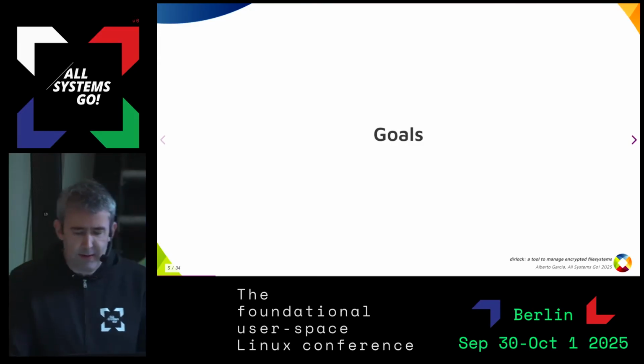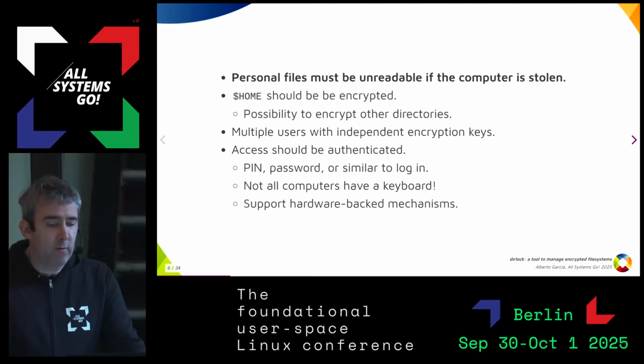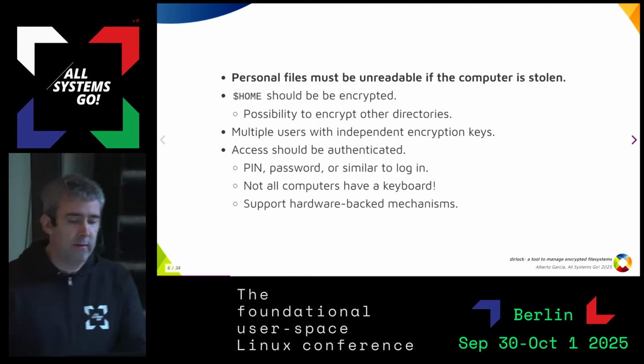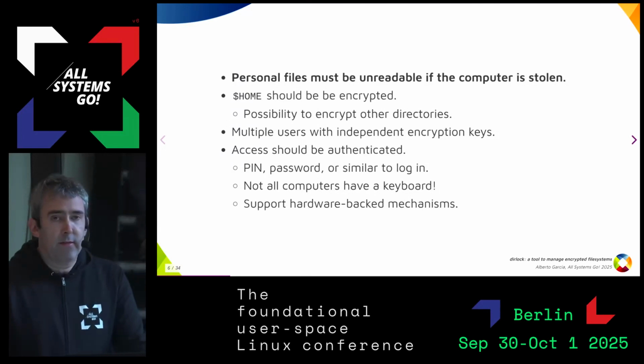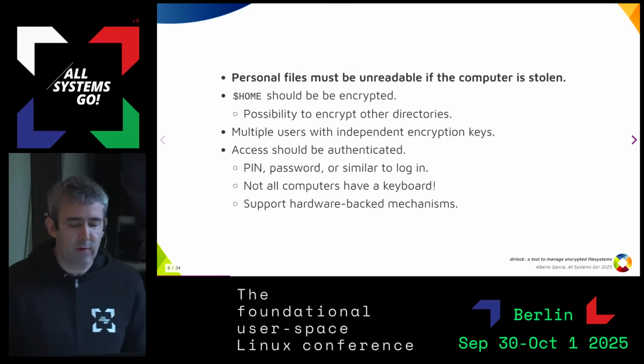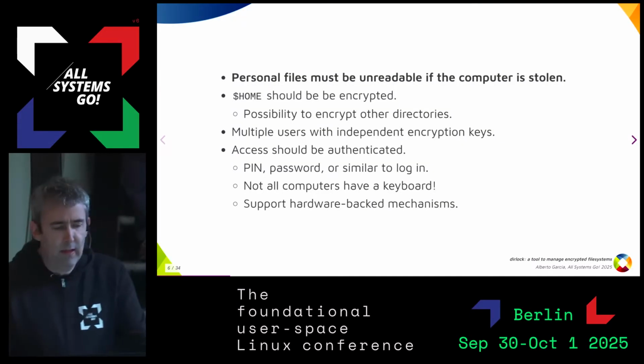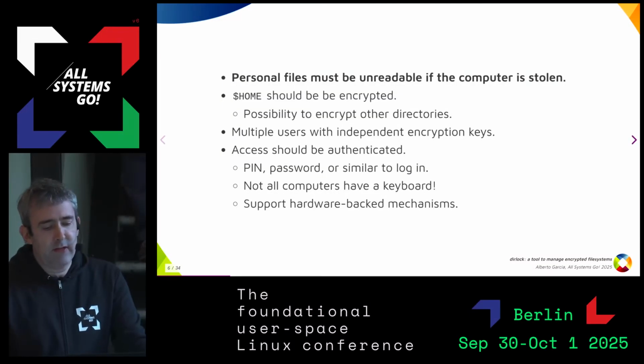So the goals that we have in mind: the most important one, which is also the most basic one, especially in this case, we're thinking about a portable device that is easy to lose. So if you lose your device, your files should be unreadable. That's really the main use case. This is a basic one, but that's the one that we really care about. So at least the home directory should be encrypted. It would also be nice to have the possibility to encrypt other things outside of the home directory.